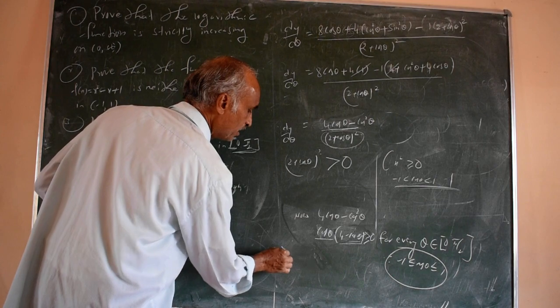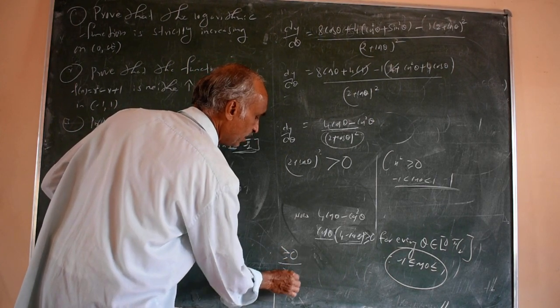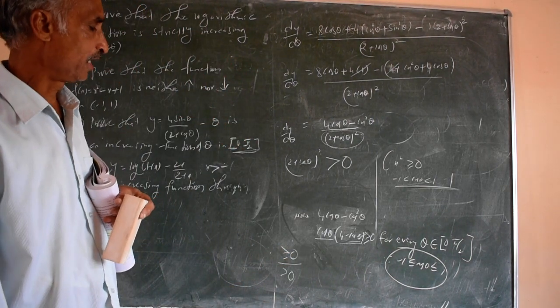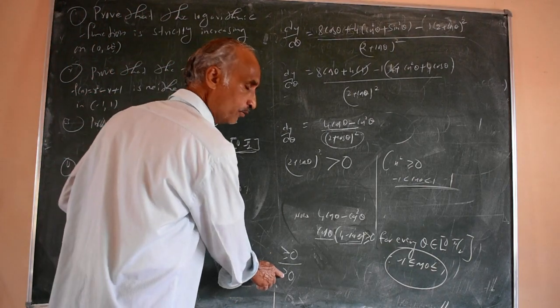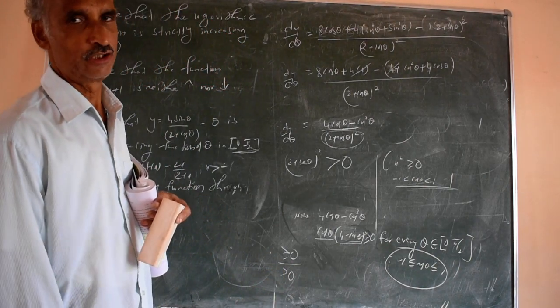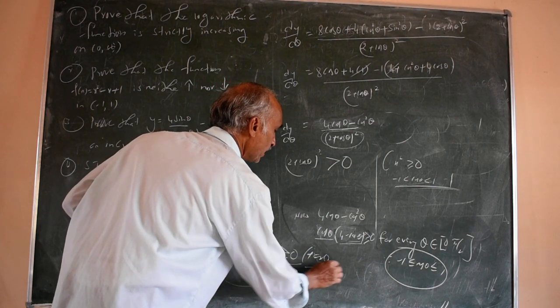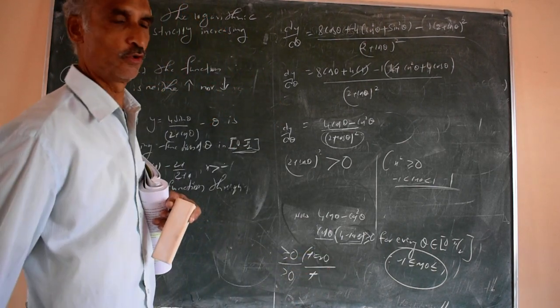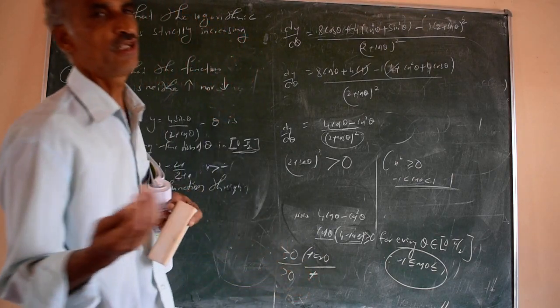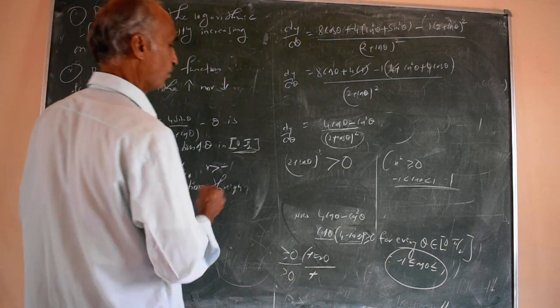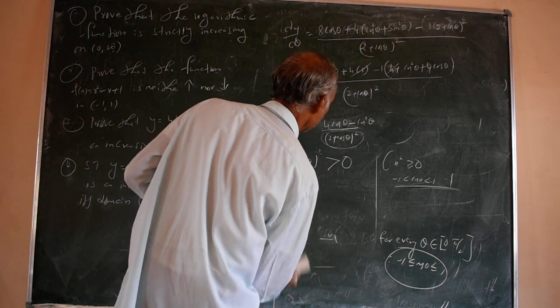What happens? The numerator is greater than or equals to 0. The denominator is greater than 0, positive. So what happens? Positive upon positive is positive. 0 upon a positive number is 0. Therefore, it is greater than or equals to 0.